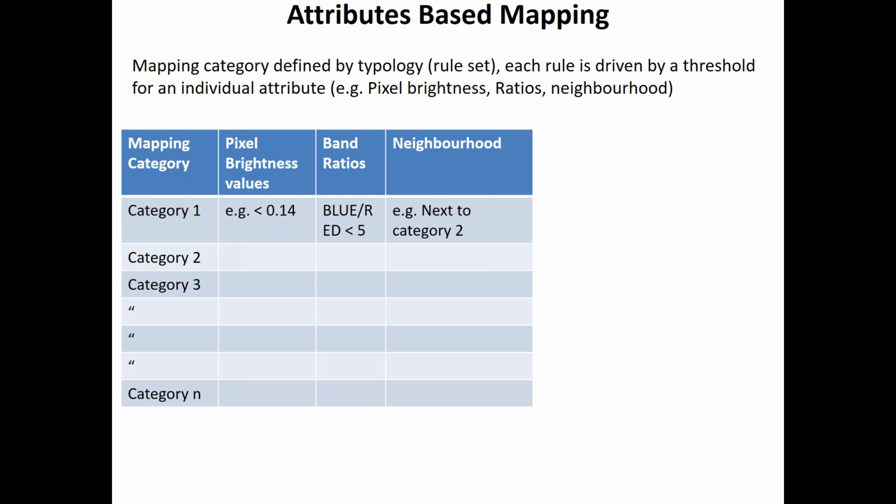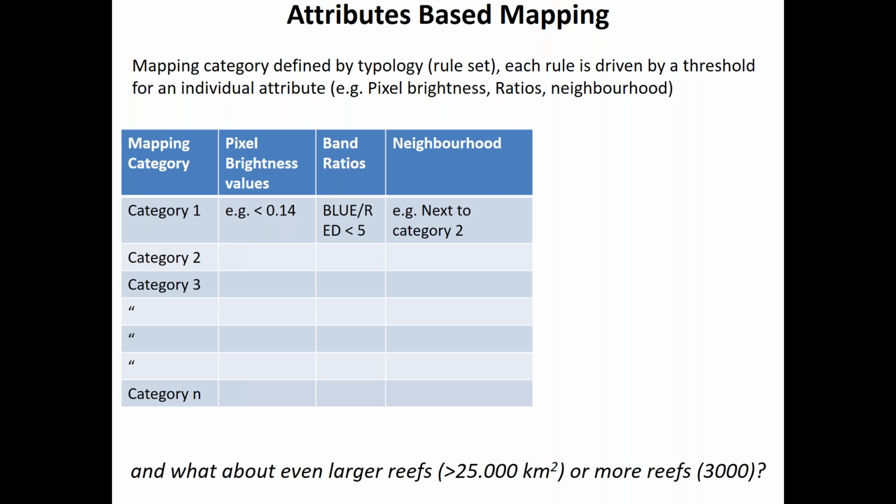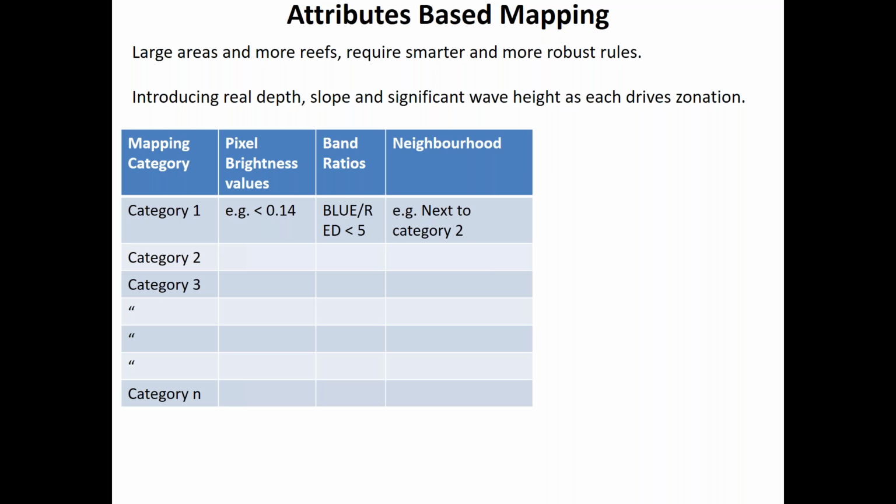And you see the pixel-based and band ratios and neighborhood, where band ratios are usually used to look at water depth. Now, that works well, but since 3 years ago, I had the opportunity to work on larger reef systems, and the people asked already about that previously. And yes, these systems are, for instance, the Great Barrier Reef. Large areas, more reefs can't have the same amount of field data, so you need smarter rules and more robust rules.